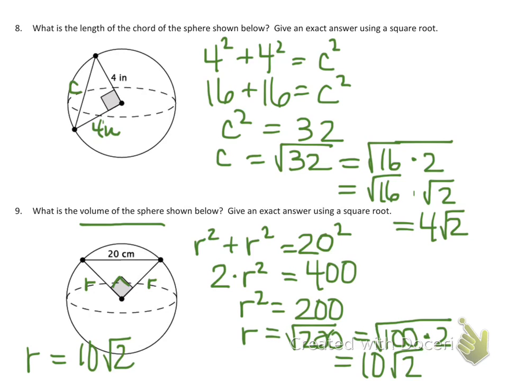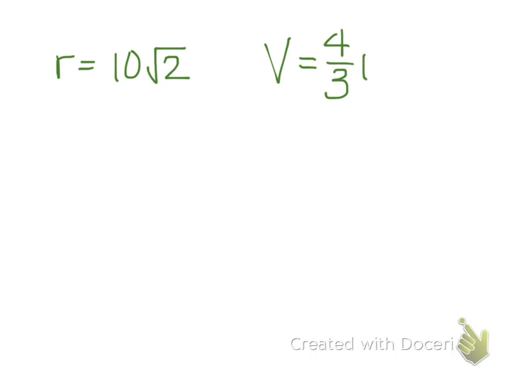All right, let's get a new page here. So the radius of the sphere we said was 10 times the square root of 2. All right, so what I want to do now is recall the formula for the volume of a sphere. And that formula is this. Volume is 4/3 pi r cubed. Okay, 4/3 pi r cubed. That's one you're just going to have to commit to memory.